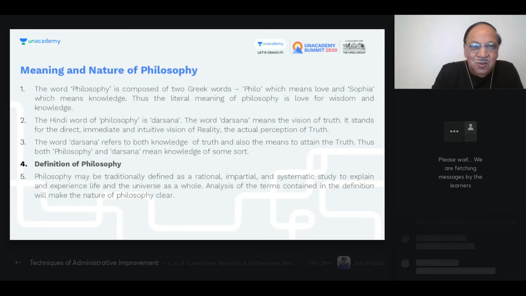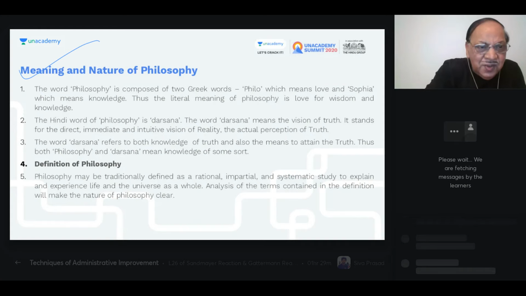So now I shall draw your attention and concentration to the meaning and nature of philosophy, which I am going to explain. Listen carefully, so that you may not have any wrong idea about the subject philosophy, as general people who do not know philosophy carry a different attitude towards it. So, the meaning and nature of philosophy.